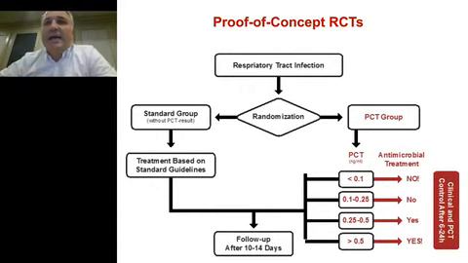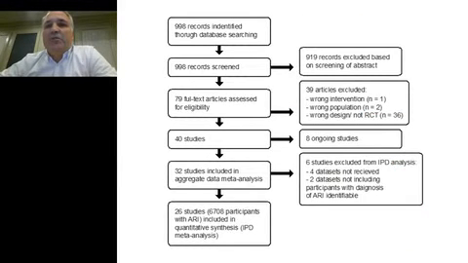So just to give you an idea about this meta-analysis, we screened almost 1,000 titles and came up with 26 different randomized trials and more than 6,700 patients. All these patients had respiratory tract infections because this is the main focus of this analysis.